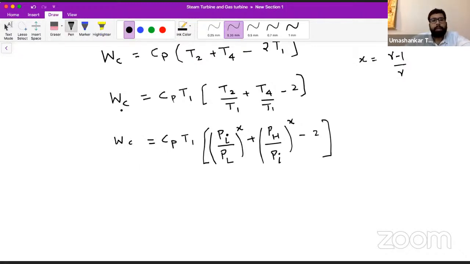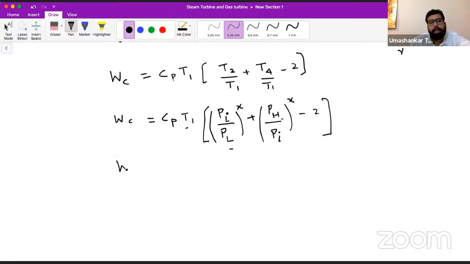All right. So now see, we have this expression. In this, T1 is constant, PL is constant, pH is constant. So the only variable we can see here is our intermediate pressure.